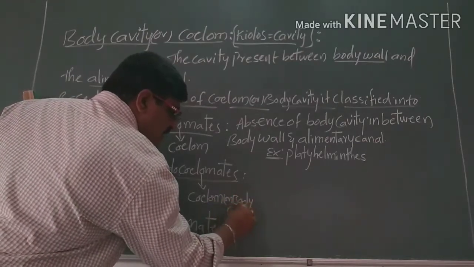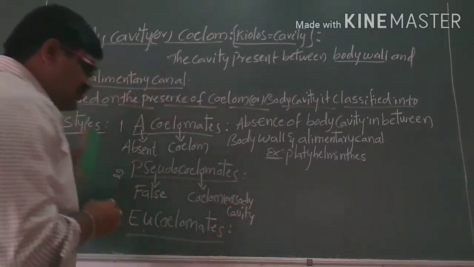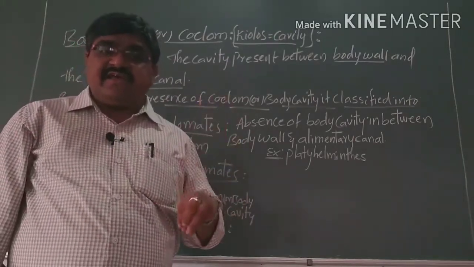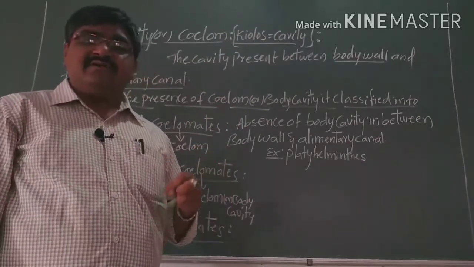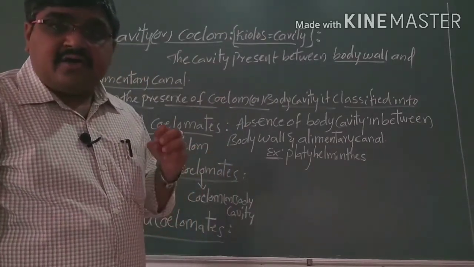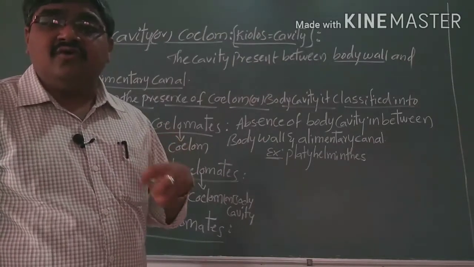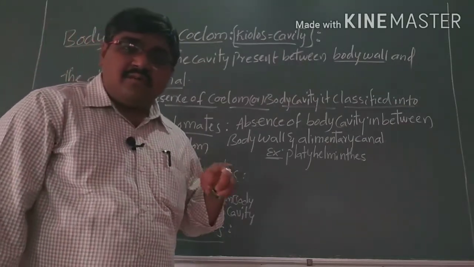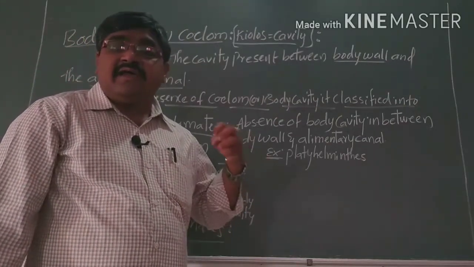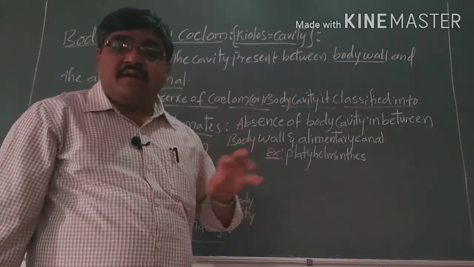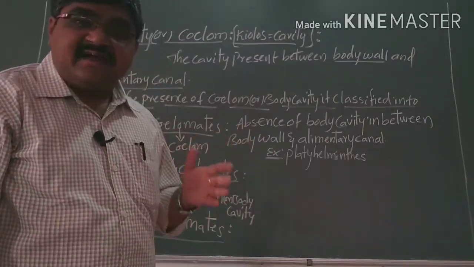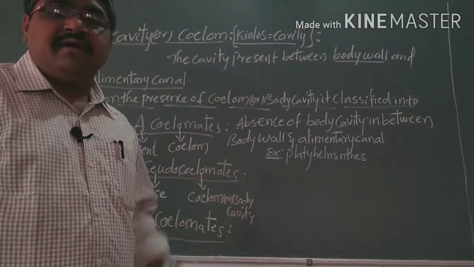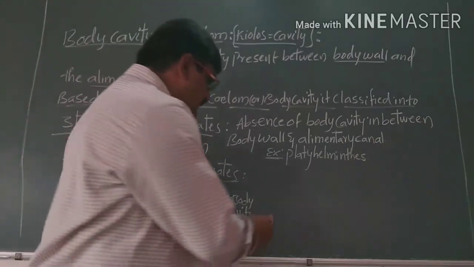Here the body cavity looks like a coelom, but a true coelom is not present. Such organisms are called pseudocoelomates, false coelom. That means it looks like the coelom, but the coelom is not present between the body wall and the alimentary canal.